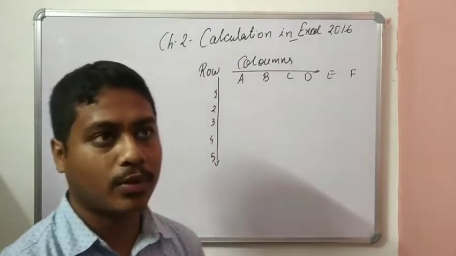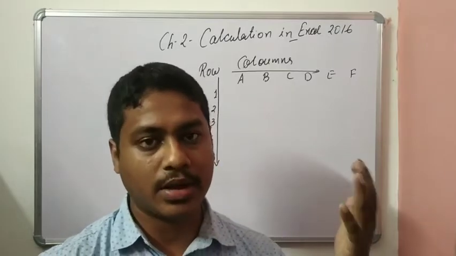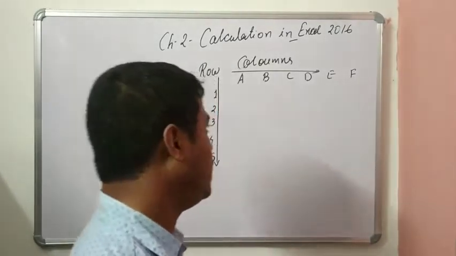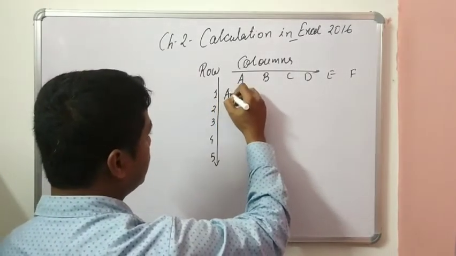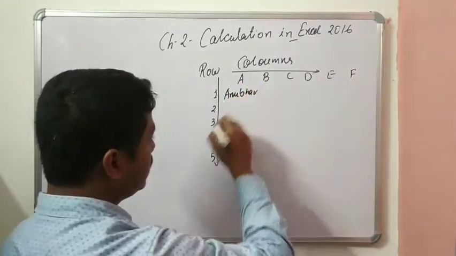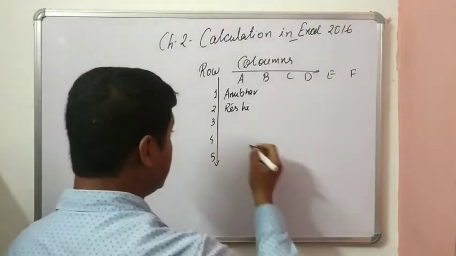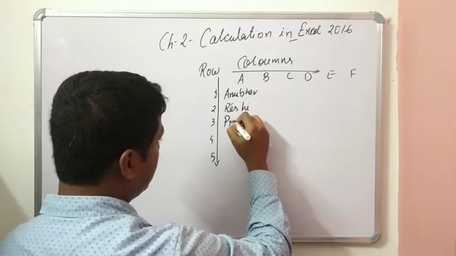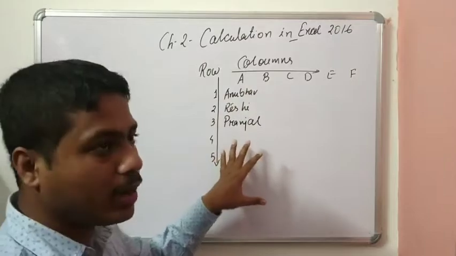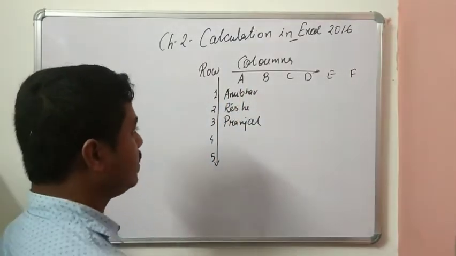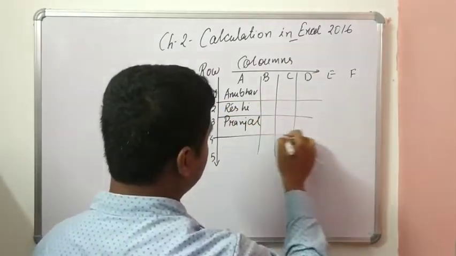Now first of all, suppose you are entering data of certain students about the marks they have scored. Suppose in the first cell I write a name like Anubhav, then suppose I put Rishi. Then suppose I put another name, my name only. So in the first place I will be putting the names. Second place it will be divided in this way.